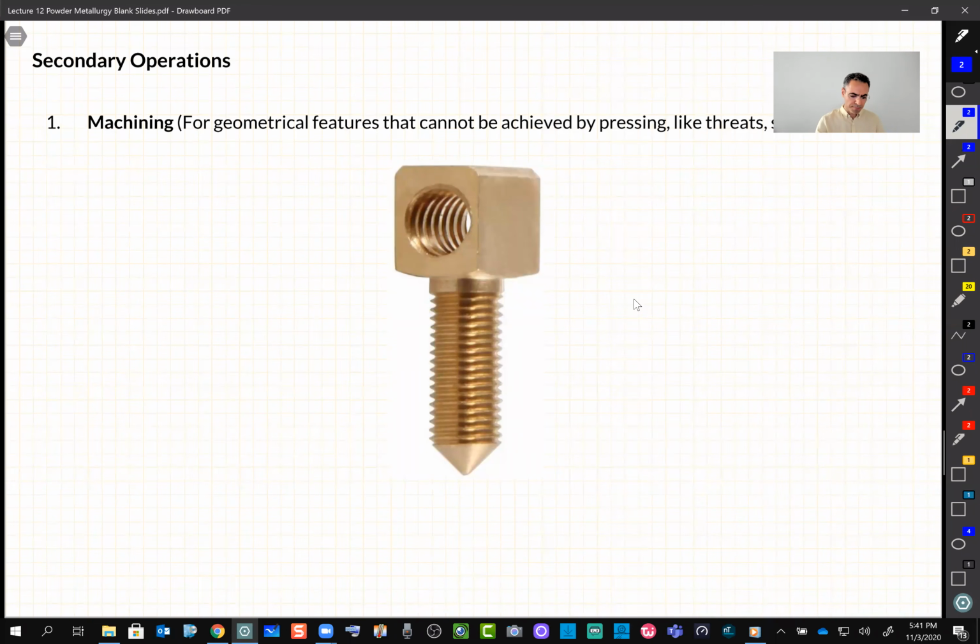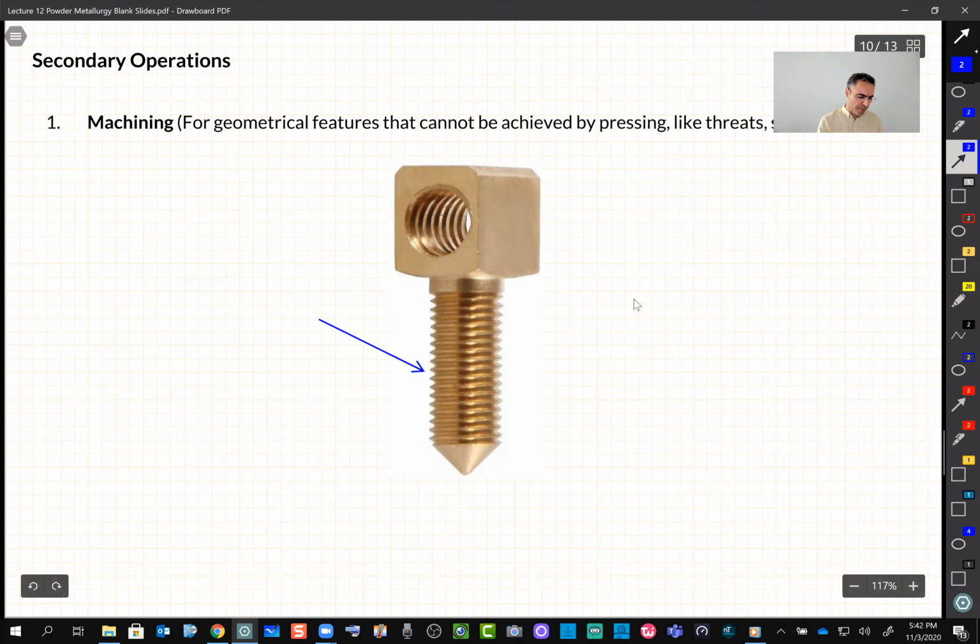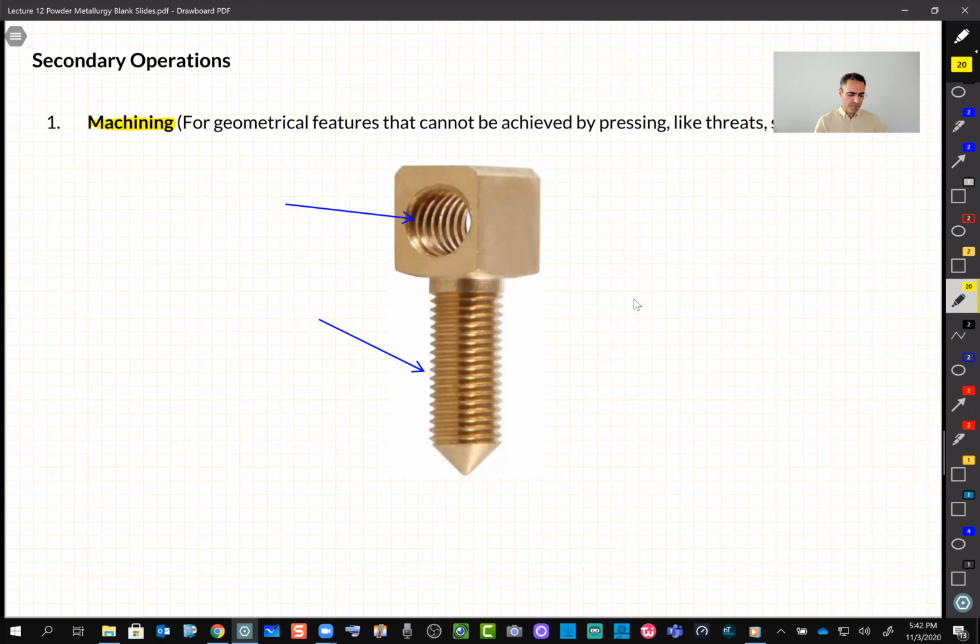Machining, of course, if we need to do, first of all, thread, making thread by powder metallurgy maybe is not a good way, and you will learn more about it in the next lecture when we talk about forging. You will see if we make thread by powder metallurgy, then the threads are going to be very weak. Or sometimes when there is a side hole like that one, you may need to do drilling afterward. So machining again depends on the part that you are making by powder metallurgy.